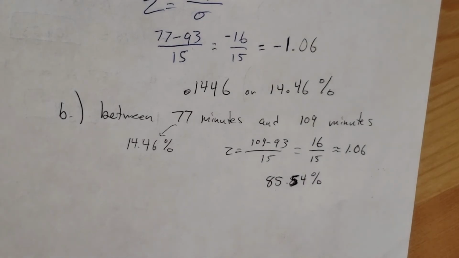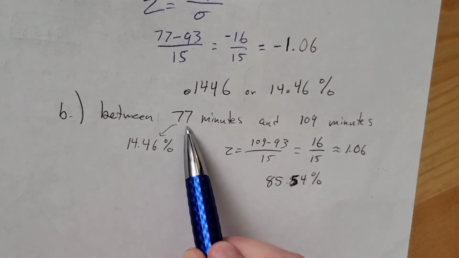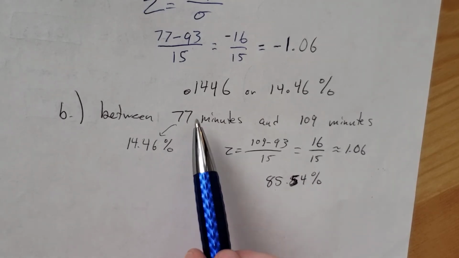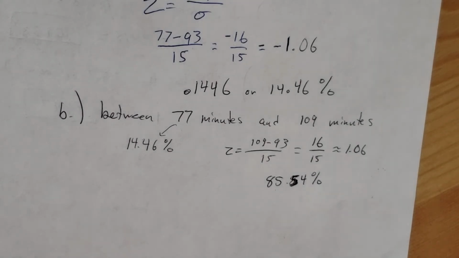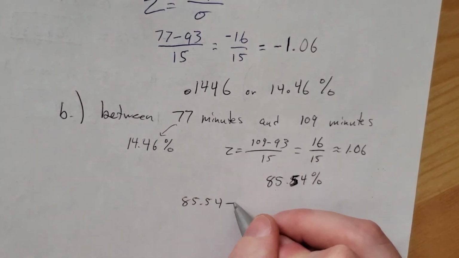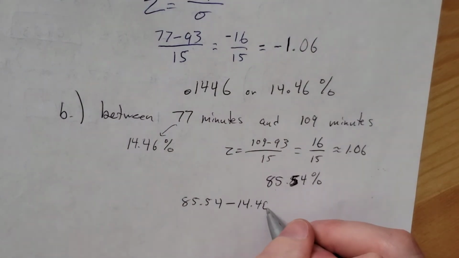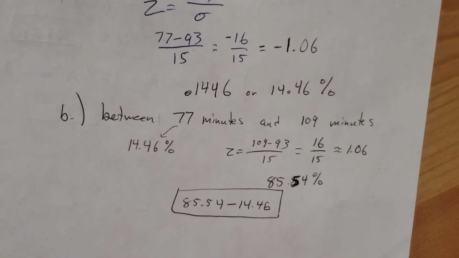So now, if the actual question asks us to find the number of people in that age group that spend between 77 and 109 minutes on their phone each week, well, that's just 85.54 minus 14.46. And that'll be the percentage value.